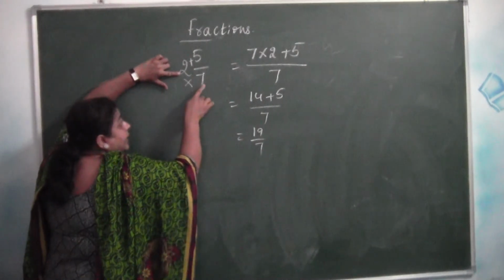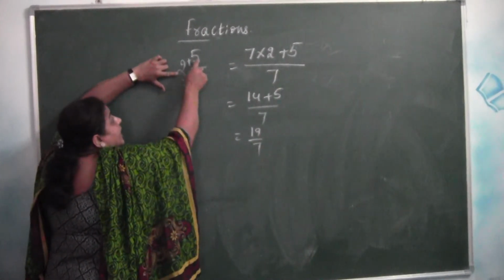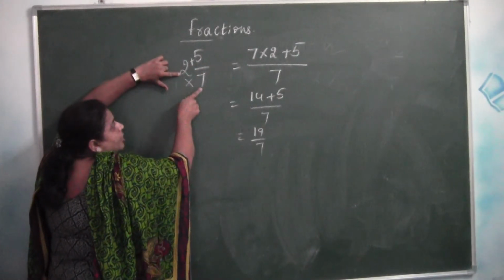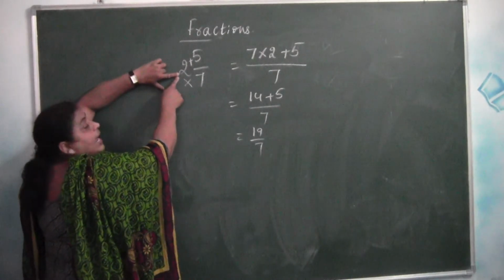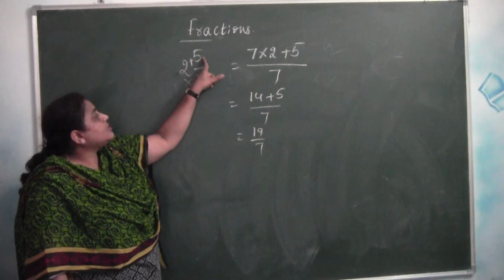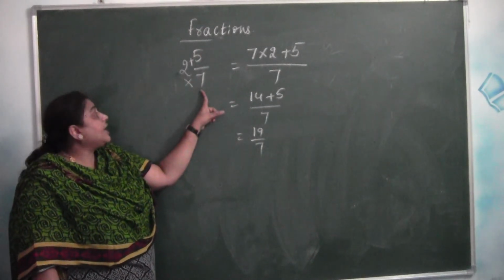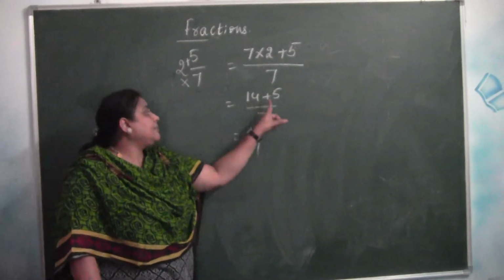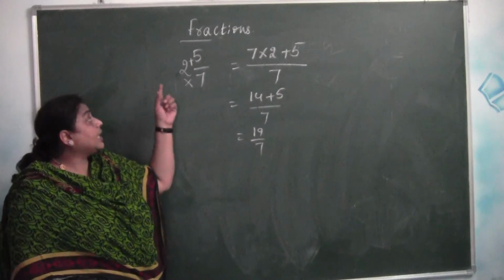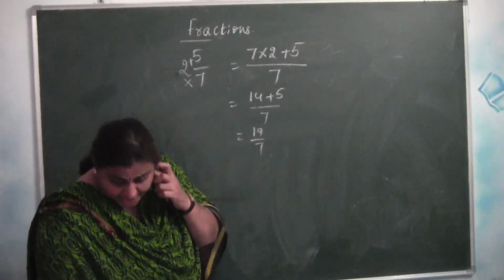You are multiplying the denominator with the whole number, and to that you are adding the numerator. Multiplying the denominator with the whole number and adding the numerator: 7 into 2 plus 5 by 7. My denominator is 7, therefore I will write the same denominator. 14 plus 5, 19 by 7. This is how you will convert a mixed fraction into an improper fraction.